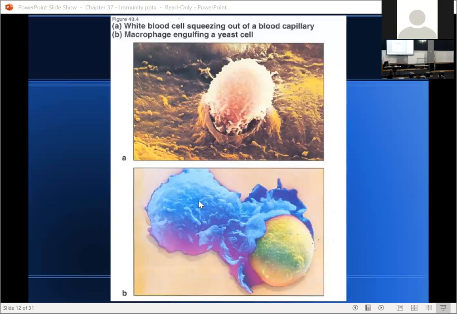On the bottom, this is an example of phagocytosis. On the left-hand side, we have a macrophage. On the right-hand side, we have a yeast cell. And this macrophage is engulfing the yeast cell. It's doing phagocytosis. So it will completely engulf this yeast cell and then digest it.